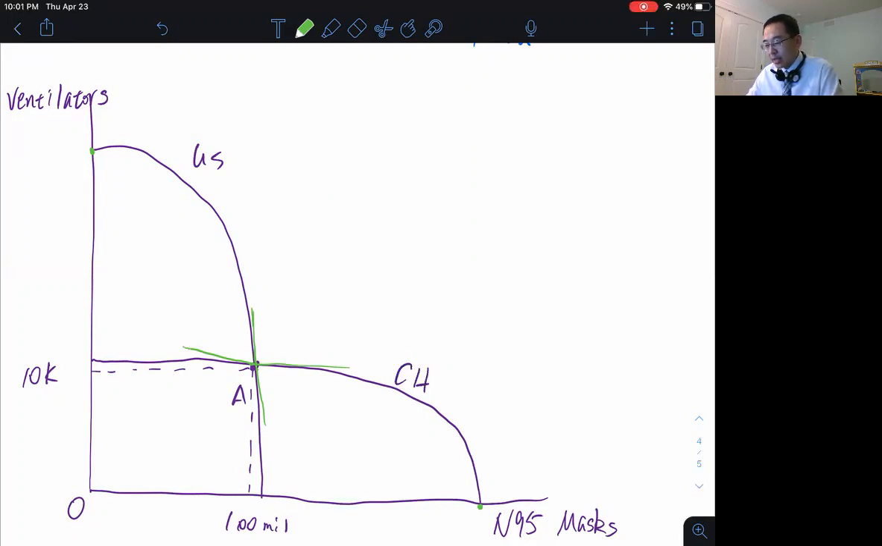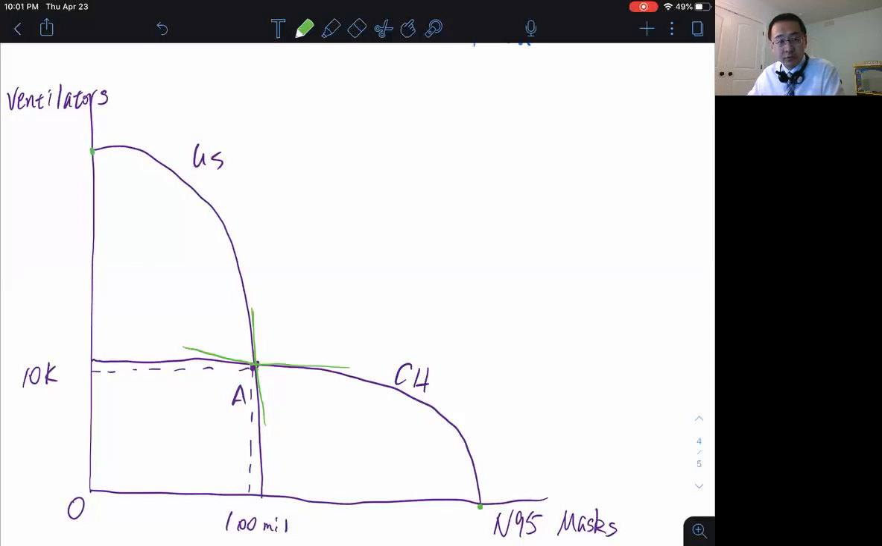Because here, as we start to move toward more ventilators, toward more specialization in ventilators, what's going to happen to our opportunity costs? Okay, well, as we make more and more ventilators, our opportunity cost of ventilators on this curve, like we demonstrated last time, is going to start increasing more and more. Okay, it's going to cost us more and more N95 masks to make ventilators.